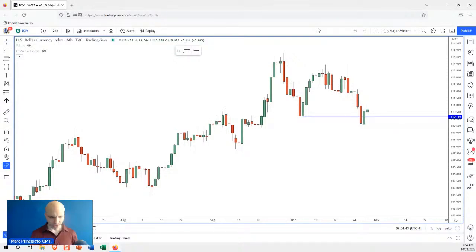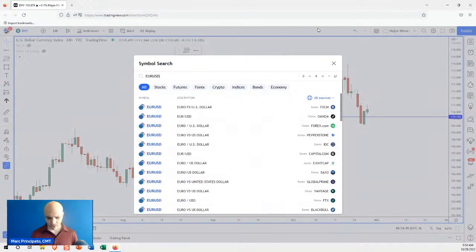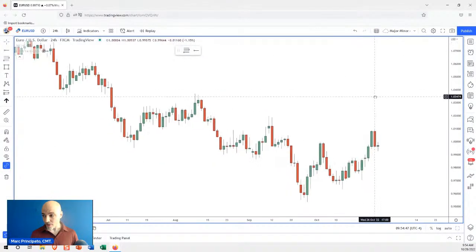All right, so real quick, we're going to do euro, and then we're going to take a look at some Bitcoin on a smaller time frame. So look at the euro.